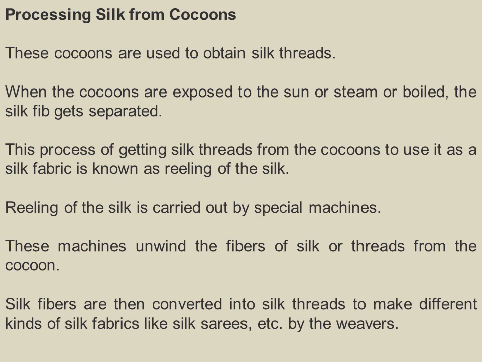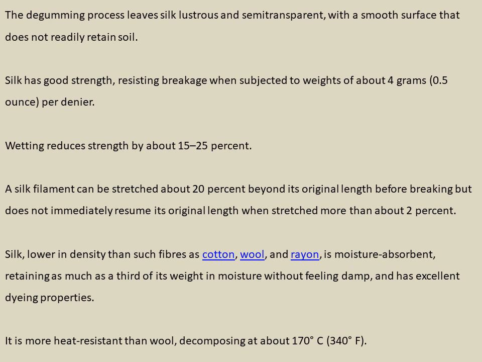Now, processing silk from the cocoons. These cocoons are used to obtain silk threads. When the cocoons are exposed to the sun or steam or boiled, the silk fiber gets separated. This process of getting silk threads from the cocoons to use as silk fabric is known as reeling of the silk. Reeling of the silk is carried out by special machines. These machines unwind the fibers of silk or threads from the cocoon. The silk fibers are then converted into silk threads by the weaver to make different kinds of silk fabrics like silk saris, etc.